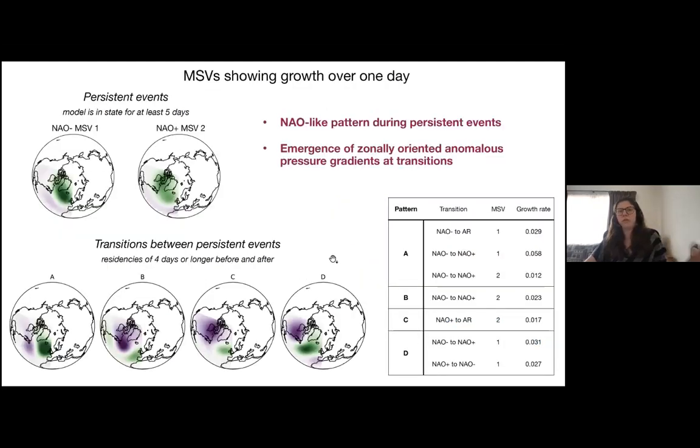Another thing that we wanted to look at was what those MSVs look like over that day in physical space. And what we found is that during the persistent events, the unstable MSVs gave an NAO-like pattern. And whenever there was a transition between persistent states, the MSVs that went unstable actually had more of a zonally oriented pressure gradient during those transitions. So we got these 4 different patterns that emerged for the transitional behavior.